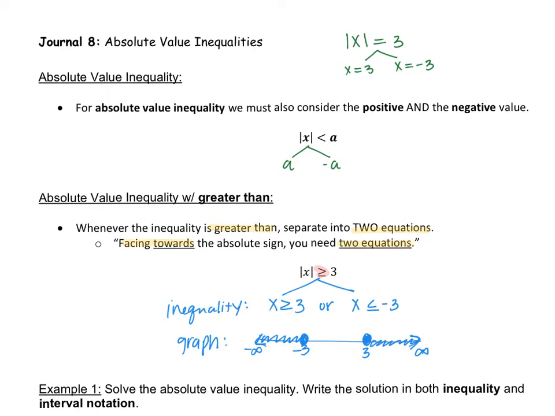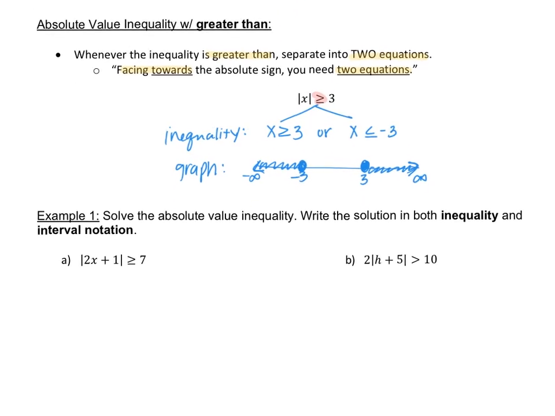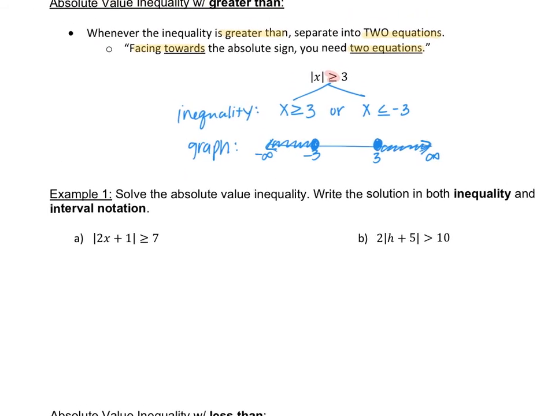All right, now that we've gotten an idea of what to do when the sign is facing towards the absolute value sign, let's try to solve some problems in that condition. Like this one here, it says to solve the absolute value, and you have to write it as an inequality, like this symbol here, and as an interval. If you remember intervals, those are the brackets and parentheses form. So let's first start with just solving it in general.